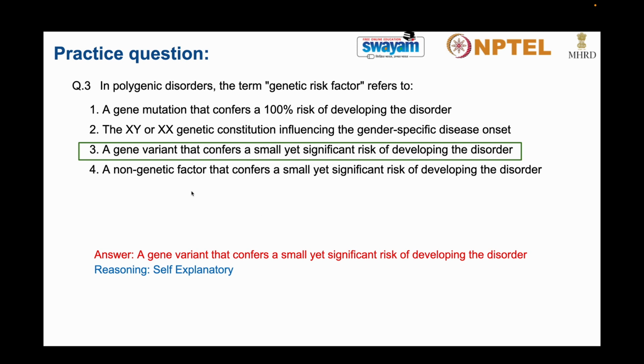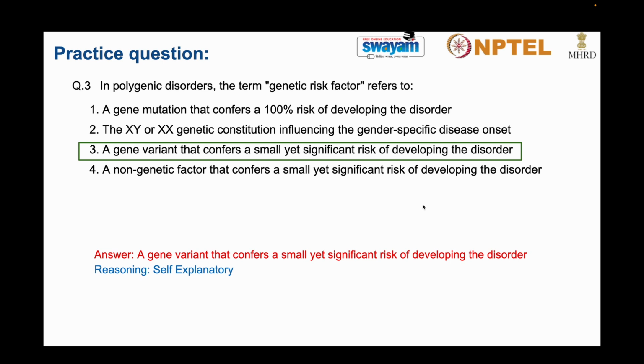So yeah, it's right. When we say genetic risk factor, it means a gene variant that confers a small yet significant risk of developing the disorder. Some were confused with option 1. In a genetic risk factor, it is not always that it will give you 100% risk. It confers a small but significant risk of developing the disorder. So in that way, option 3 is right.